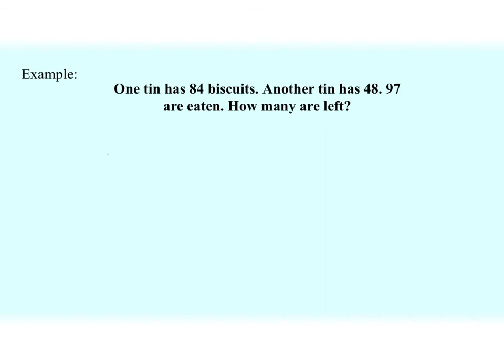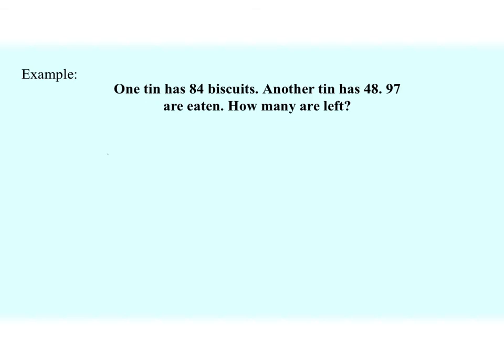Looking at problem 2, first of all in RUCSAC, we have to read the problem. One tin has 84 biscuits. Another tin has 48. 97 are eaten. How many are left? Step 2 is to underline any important information or numbers in the problem. So I'm going to reread it and underline as I go.